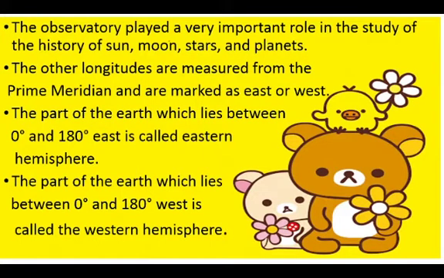The observatory played a very important role in the study of the history of the sun, moon, stars and planets. The other longitudes are measured from the prime meridian and are marked as east or west. The part of the earth between 0 degrees and 180 degrees east is called the eastern hemisphere. The part between 0 degrees and 180 degrees west is called the western hemisphere.